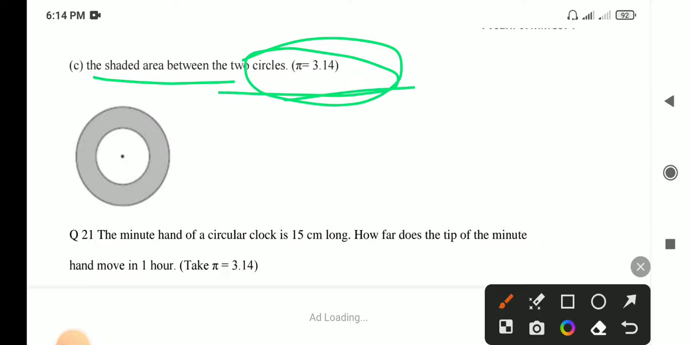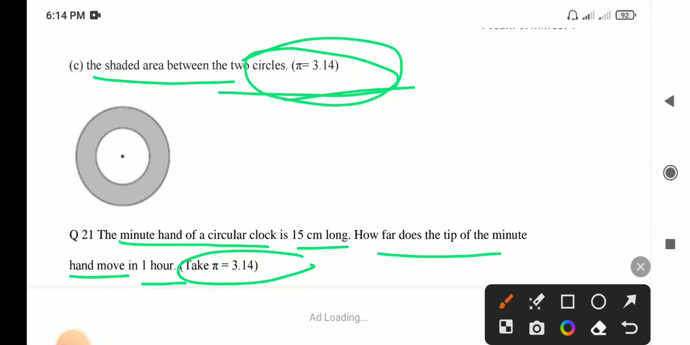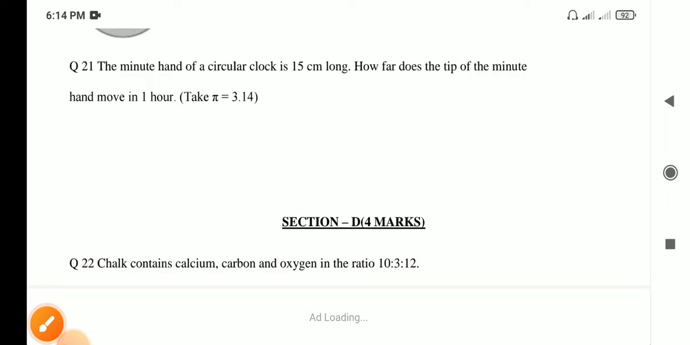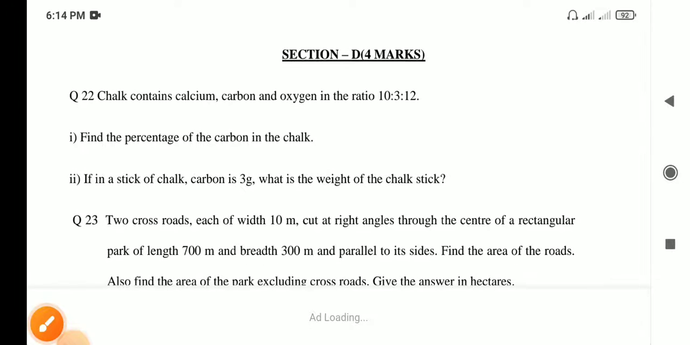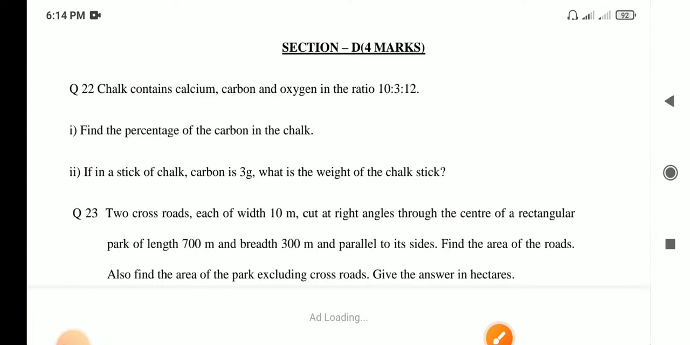In question number 21, the minute hand of a circular clock is 15 cm long. How far does the tip of the minute hand move in 1 hour? And in this question also, take pi equal to 3.14. Now let's see section D, in which each question is of 4 marks.